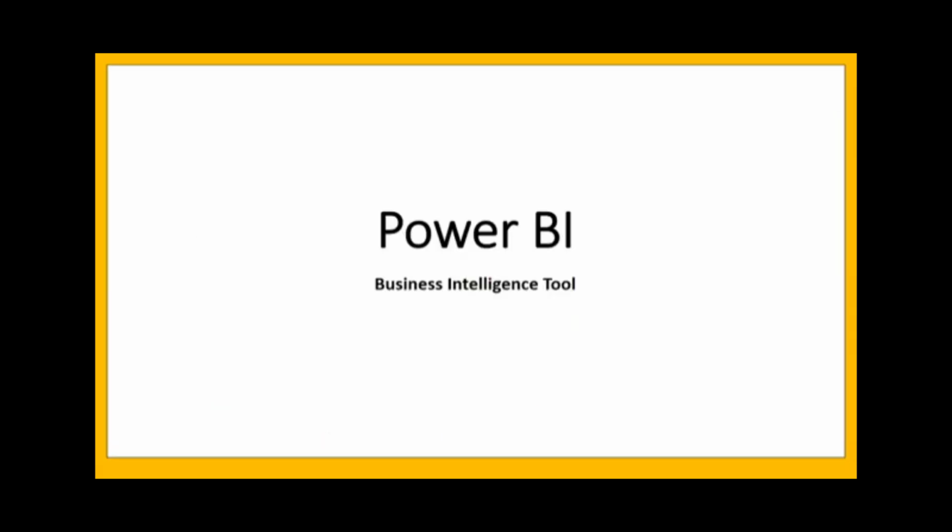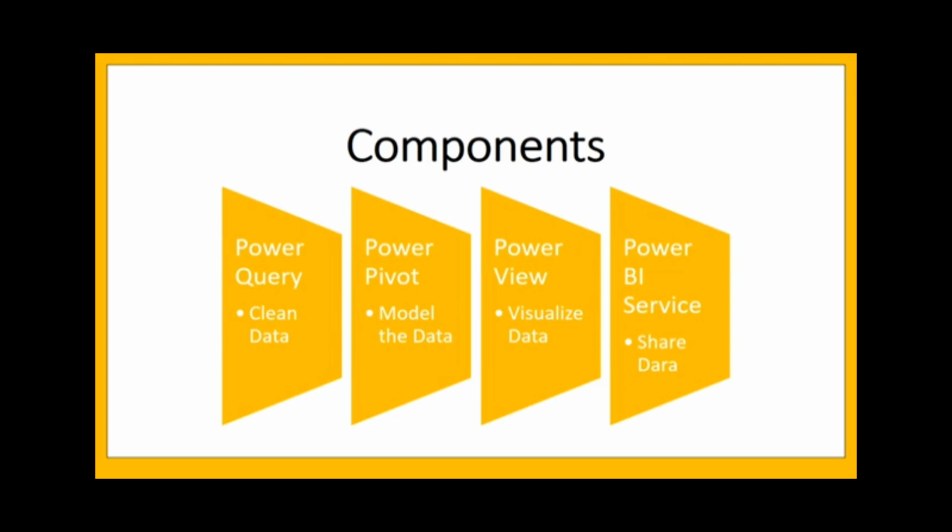Now, if we talk about the components of Power BI, there are 4 basic components, and these components help us to perform the necessary actions on the data. These 4 components are, first, Power Query. Power Query is the first component. It is used to clean the data.